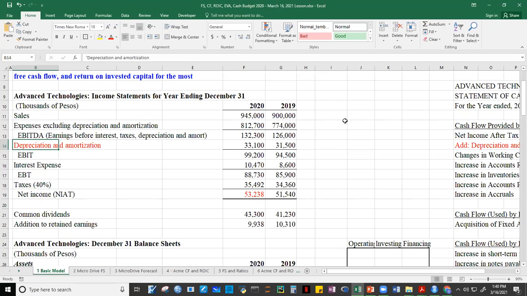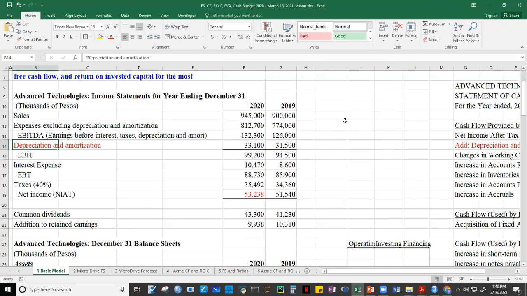Kasi di ba may principle sa GAAP na matching of revenues and expenses? Ang equipment, it will benefit other years. So dapat yung other years mag-share dun sa expense ng equipment, no? So ano ginagamit na account para mag-share yung ibang taon dun sa paggastos ng equipment ngayon? What do you call that account, guys?